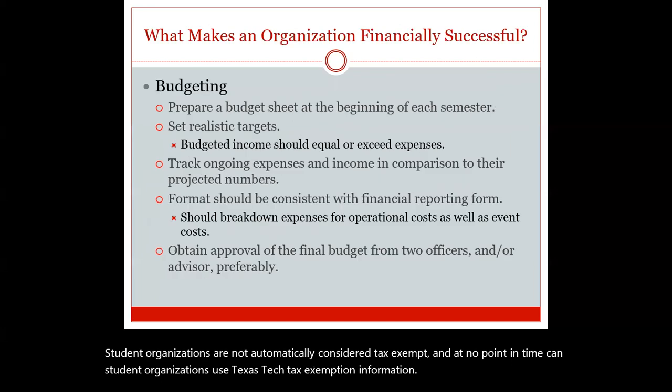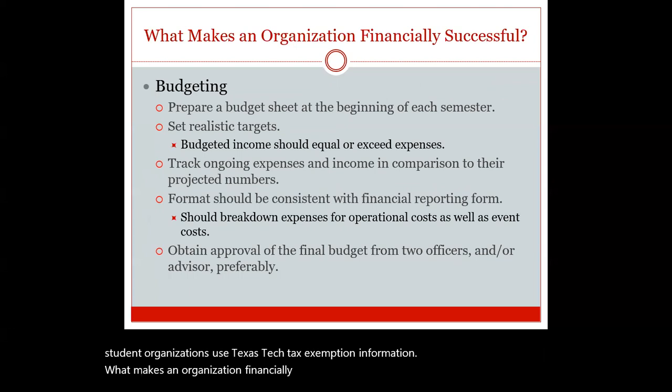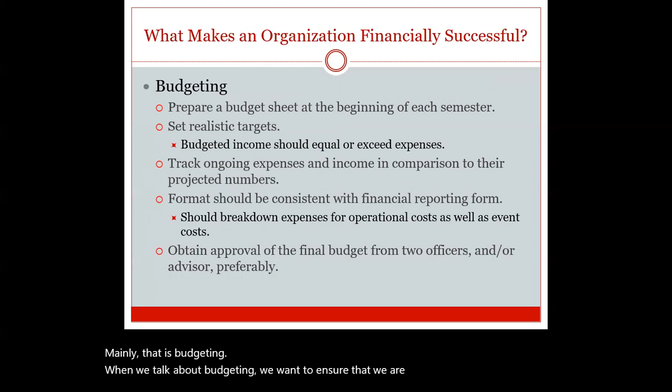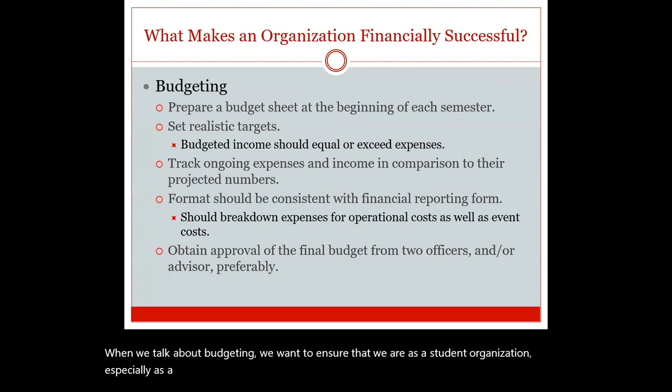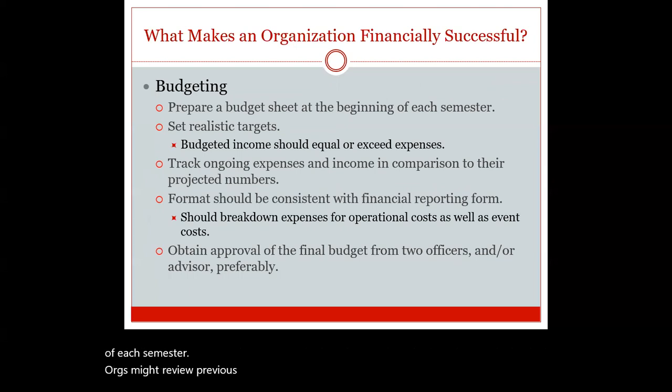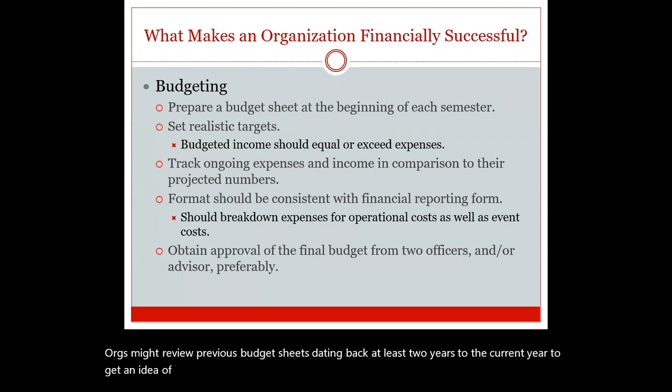What makes an organization financially successful? Mainly, that is budgeting. When we talk about budgeting, we want to ensure that we are, as a student organization, especially as a treasurer and as an executive board, preparing a budget sheet at the beginning of each semester. Orgs might review previous budget sheets dating back at least 2 years to the current year to get an idea of how much they need to budget and for what things they need to budget for.